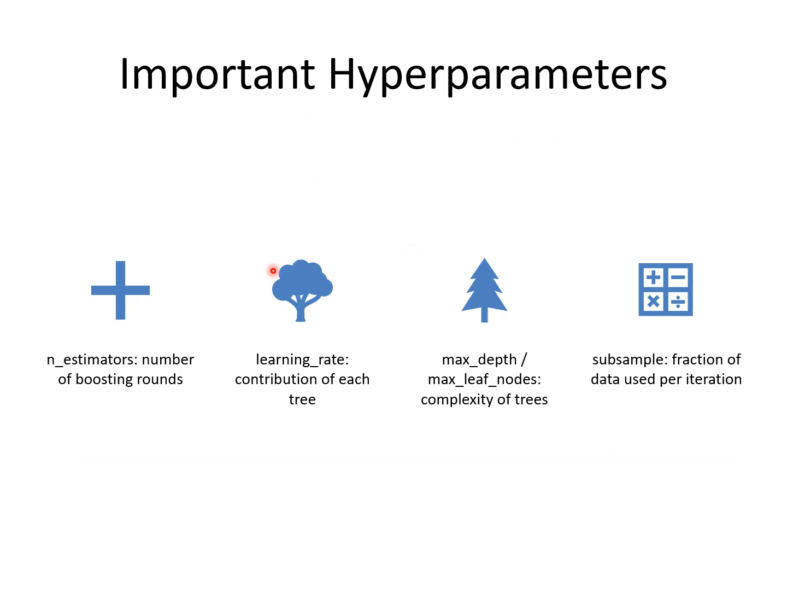So the important hyperparameters, as we'll see in most of the labs, for the gradient boosting methods: we already saw the number of boosting rounds, which is just the number of trees, and then we also look at the learning rate, which is like the contribution of each tree in that sequential method. And then we also look at the maximum depth or the maximum leaf nodes, which is like the complexity of those trees, and then the subsampling, which is the fraction of data used per iteration.